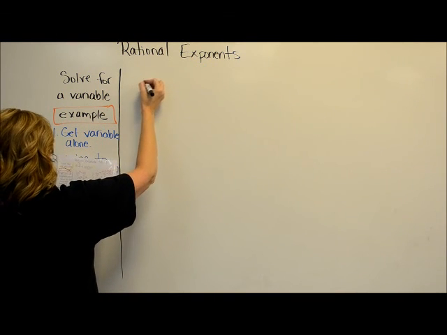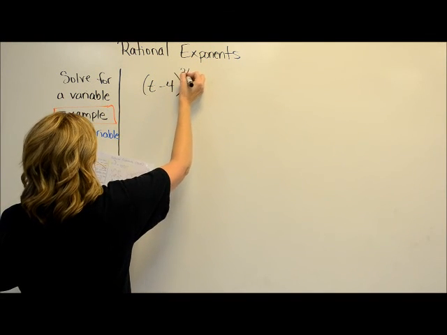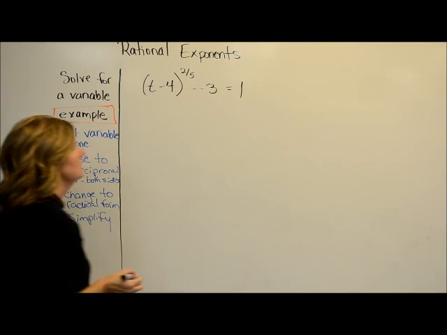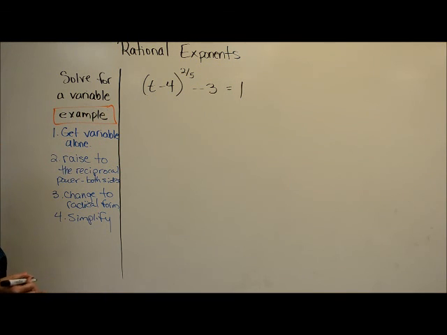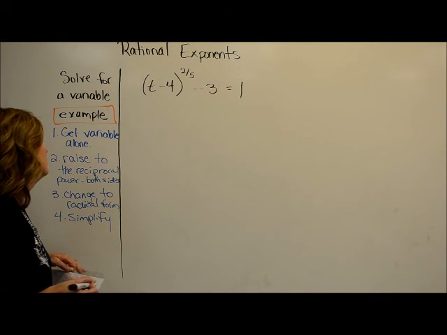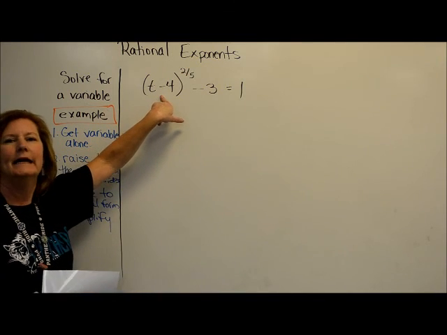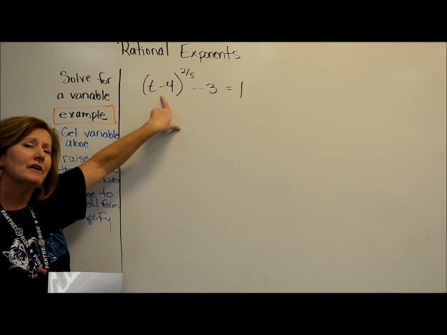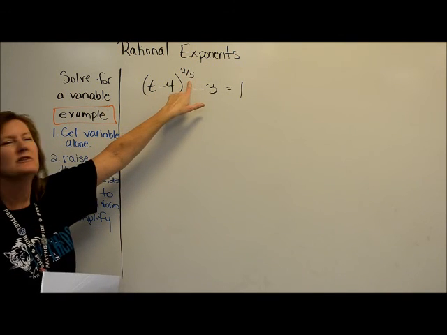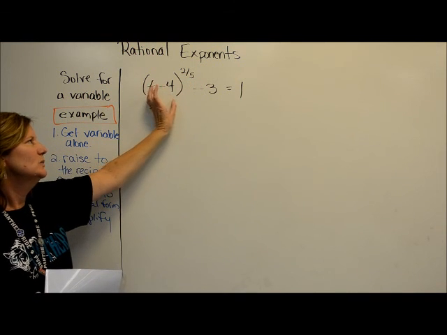Here's the new one. (t minus 4) to the 2/5 minus 3 equals 1. I didn't erase any of the steps because the steps are the same. You need to get the variable alone. Well, the variable is in here, right? So when I say you need to get the variable alone, you need to get this quantity alone. Anything that's raised to the power, this is what needs to be alone.